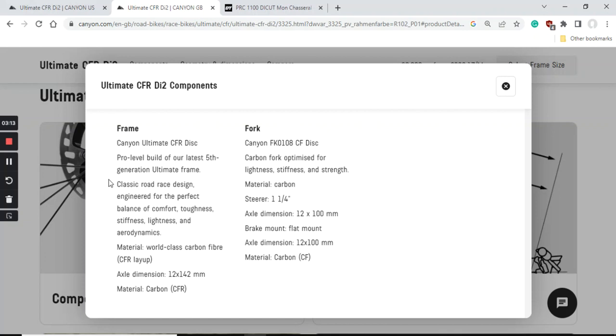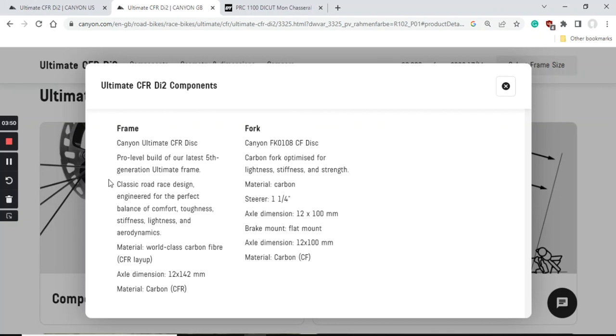Of course, this frame comes with internal cable routing, press fit bottom bracket, and also 12 millimeter thru axles front and back. When you look at the fork on this bike, it is a carbon fiber fork from Canyon, their CF level carbon fiber fork. And again, 12 millimeter thru axle at the front and flat mount disc brakes. I will just mention here that there's only one little detail I'm disappointed with, and this is that the warranty on carbon fiber frames, even this CFR level, so top of the line here, is only 6 years from Canyon.